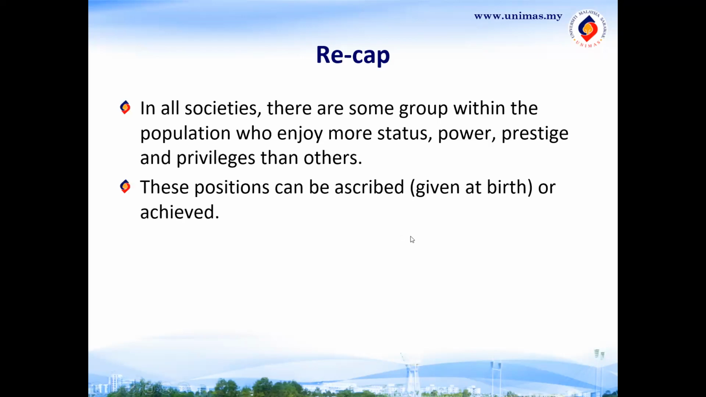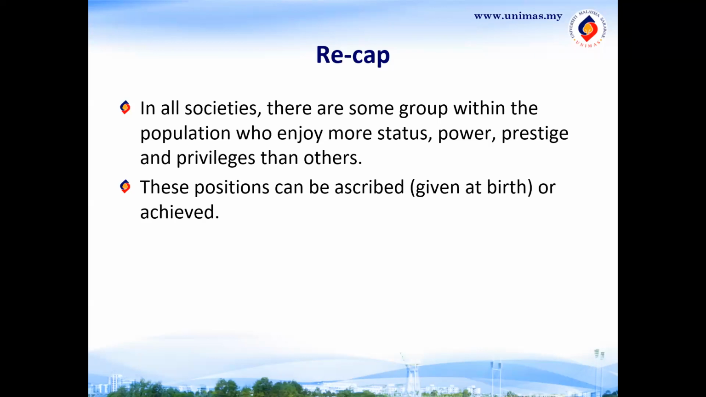And the position can either be ascribed, in other words, you're born with it, or given at birth. Contoh ascribed positions adalah seperti anak raja, ya, who got a position through birth. Ya, dilahirkan sebagai the son or daughter of a king, ya, in a country, ataupun anak sultan dan sebagainya.